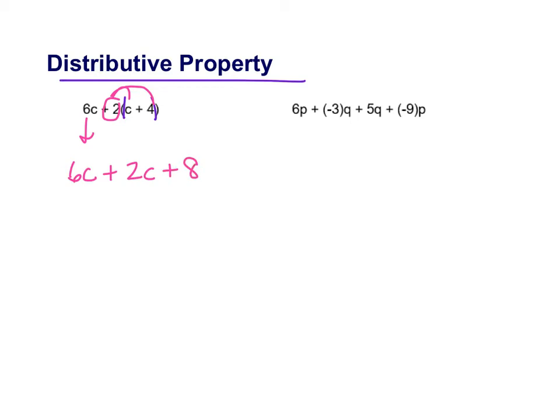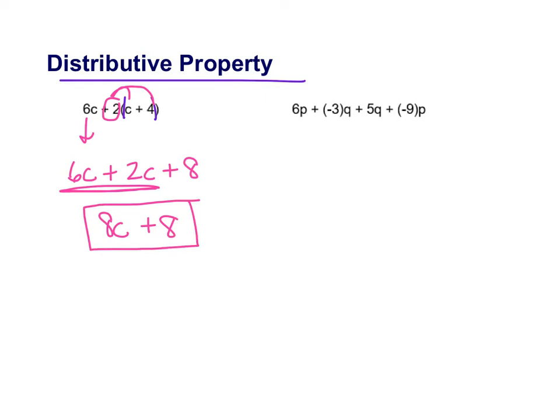And now just look to see if you have any like terms, so you'll remember that like terms have the same variable with the same exponent. So 6c plus 2c is 8c, and then that plus 8 just gets carried down. Those are not like terms, so we're done.